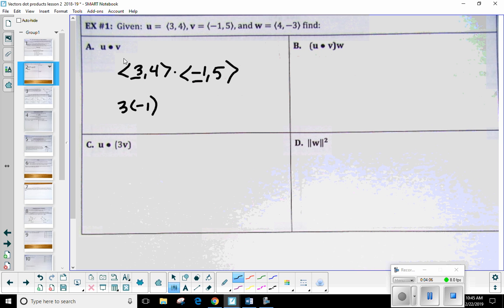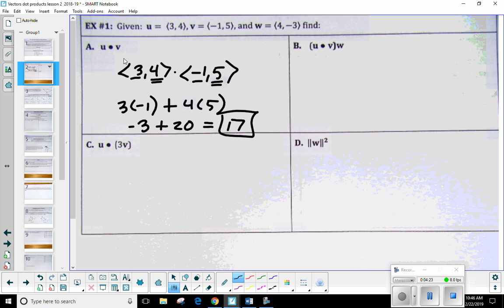What was the operation? We add them. So now I'm going to multiply 4 times 5, the vertical components. Okay, so let's see here. 3 times negative 1, we're looking at negative 3, plus 4 times 5, 20, which will give me 17.